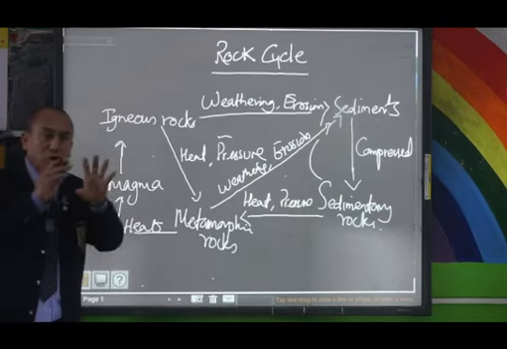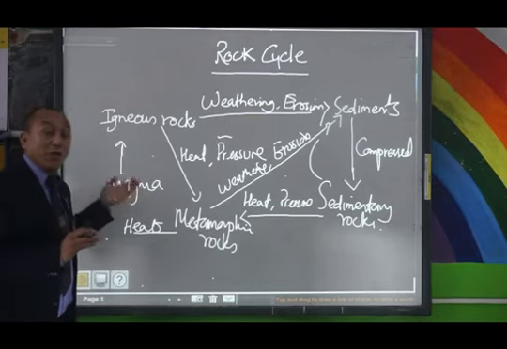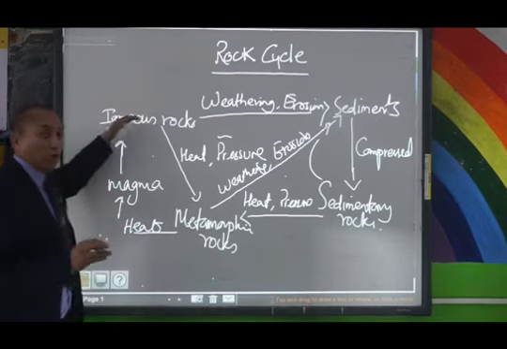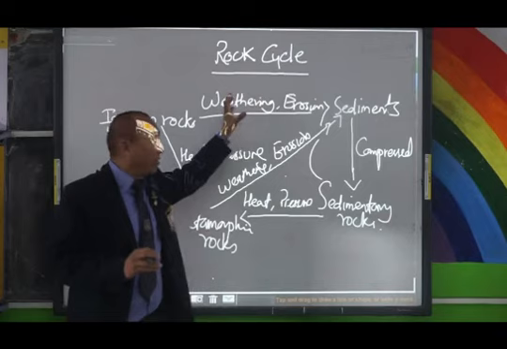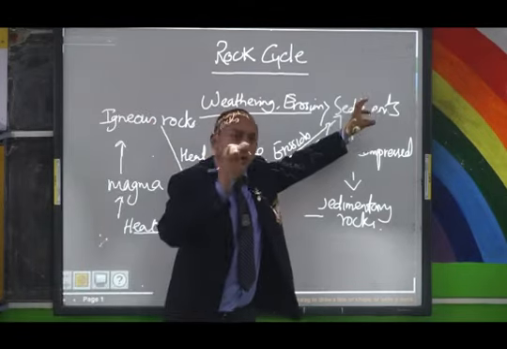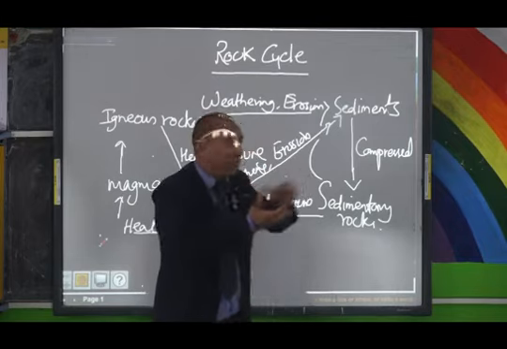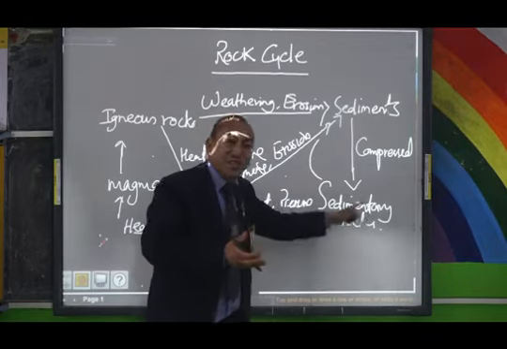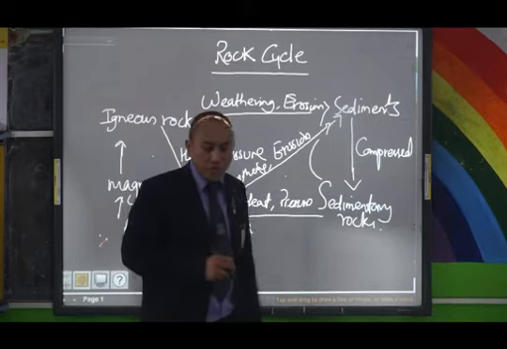So once again I am just going to do it with you very briefly. When the molten magma cools down inside the Earth's surface or on the surface of the Earth, igneous rocks are formed. When these igneous rocks undergo weathering and erosion, they are broken down into sediments. When these sediments are compressed after thousands of years, they form into sedimentary rock.